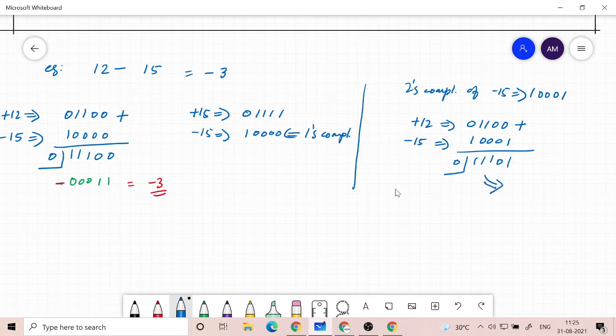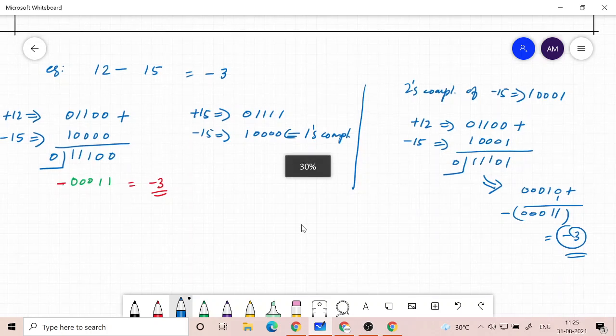But to check which number is this, flip every bit, 0 0 0 1 0, and then add 1 to it. So that will be 2's complement. 1's complement plus 1 is 2's complement. So that will be this one, and then put a sign, which is -1. So this is basically -3. Okay, so if you have any doubts you can ask, otherwise we are stopping here.